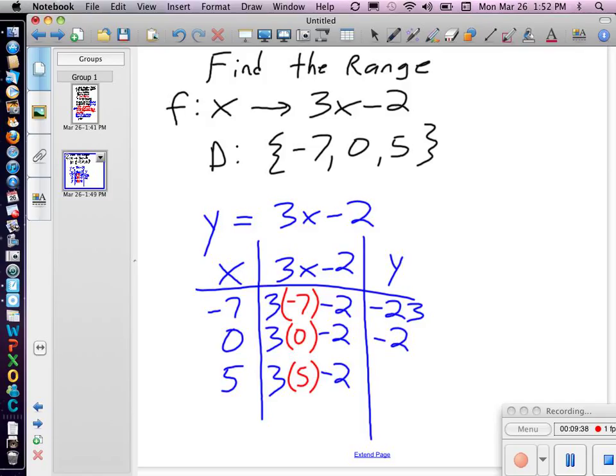It looks complicated with the arrow notation and all that, but it really means y equals 3x minus 2, and you just plug in these domain values and you get your y values, which is the range. So the range is -23, -2, and 13. And that's your answer.